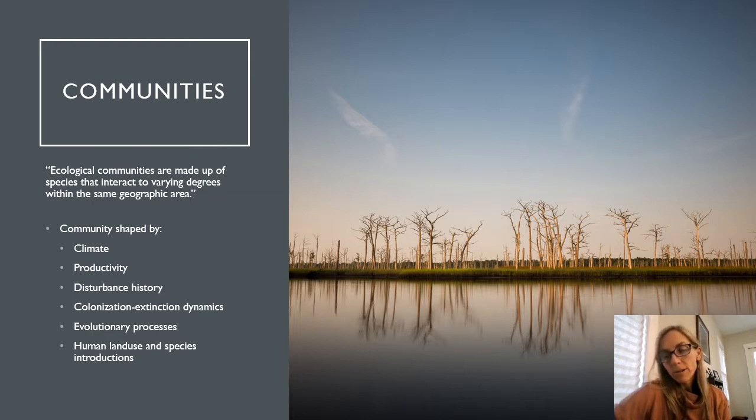We know communities are shaped by a variety of factors, both abiotic and biotic: climate, the level of productivity, disturbance history, colonization and extinction dynamics, evolutionary processes, like we talked about last week, human land use history, and species introductions are all going to play a role.